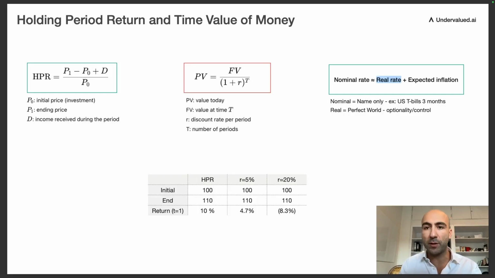If it was the risk-free rate, you could have put this money in UST bills and got 120. In this case, you got 110, which is less, so you're eroding value.